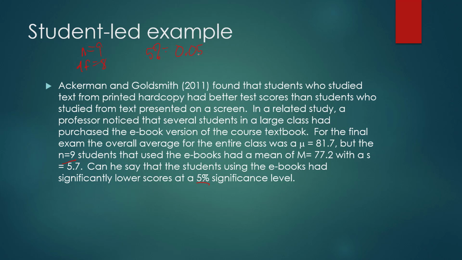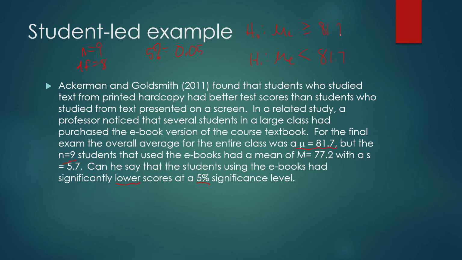And then we need to do our hypothesis. So here, it's saying the scores are lower. So for this one, our alternative hypothesis would be the mean of the group using the ebooks has significantly lower scores than our population mean. And our null hypothesis would say that the mean of the group using the ebooks had scores greater than or equal to the population mean, so everything else.